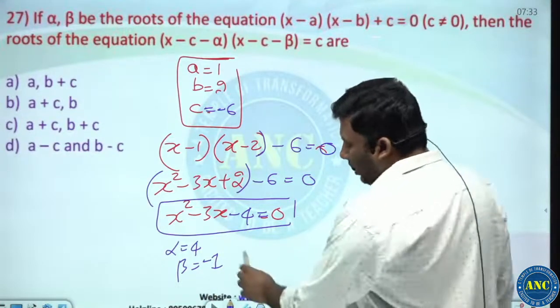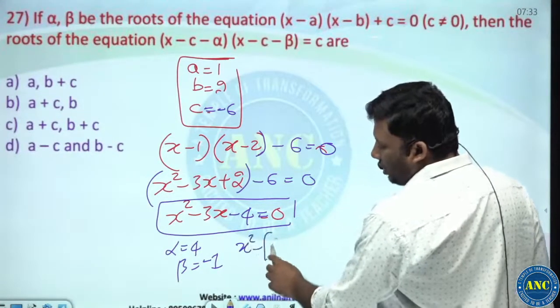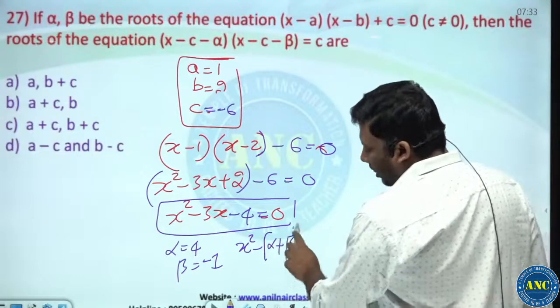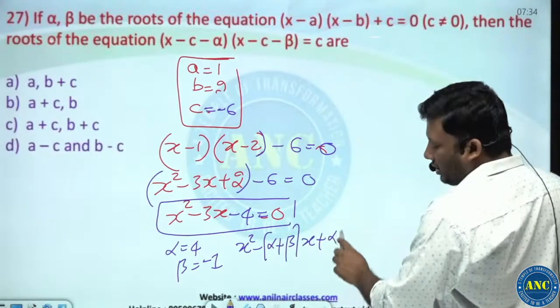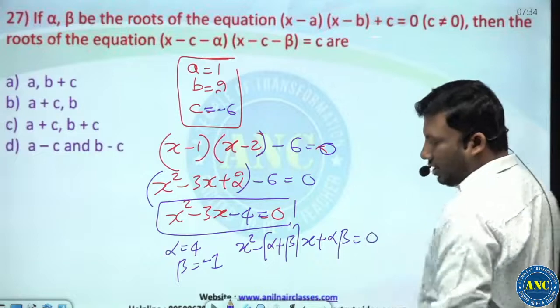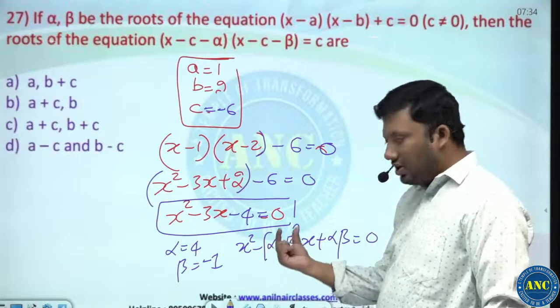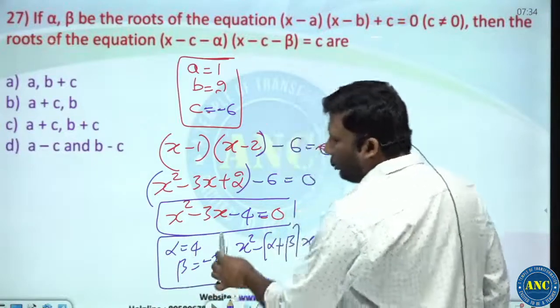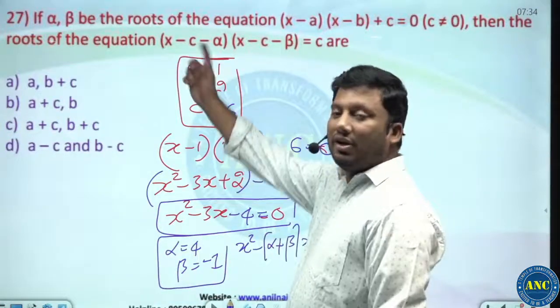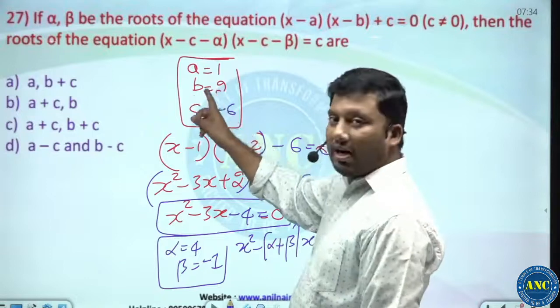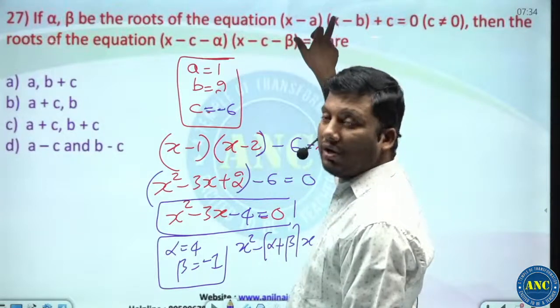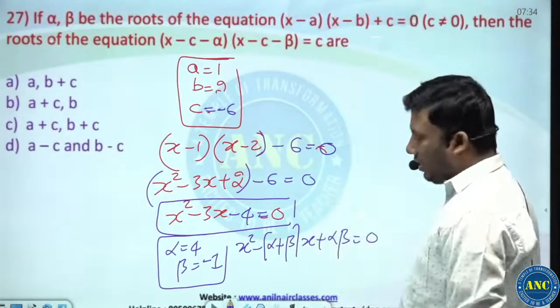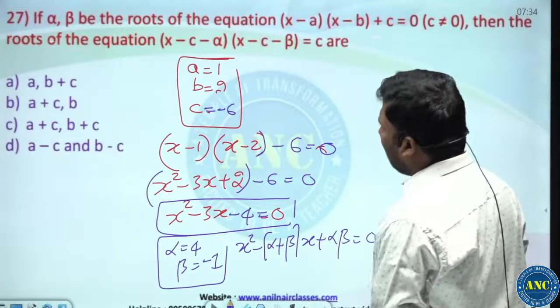Because the equation will become x square minus of alpha plus beta x plus alpha beta equivalent to 0. x square minus 3x minus 4 equivalent to 0. Just to get the integral values, I changed the value of c. A is 1 and b is 2. x minus 1 into x minus 2 minus 6 equivalent to 0. Now it is very clear.